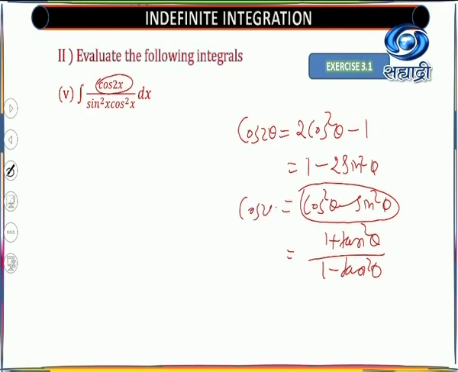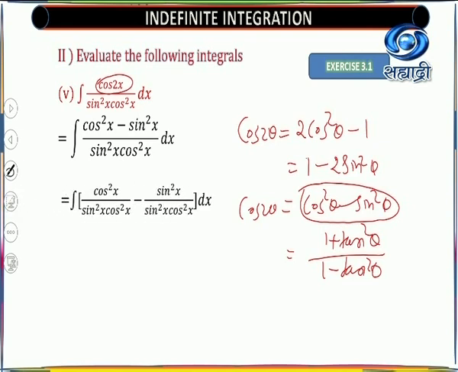You have so many identities, you must know all of them at a time. Only then are you able to identify which identity you want in your example, so that your example gets simplified. So we'll begin with the integral of cos square x minus sin square x upon sin square x into cos square x dx. Now separate out the denominator, that is the simplest way. So you will get cos square x upon sin square x cos square x minus sin square x upon sin square x cos square x.